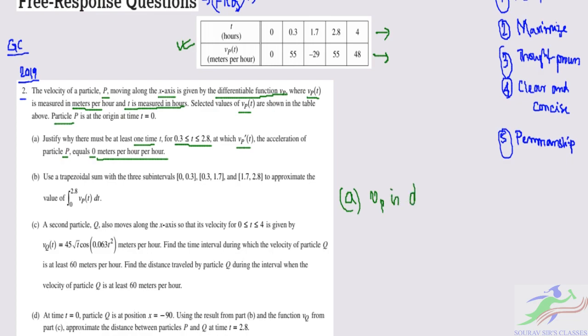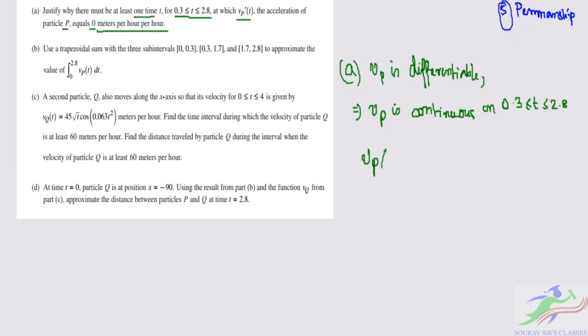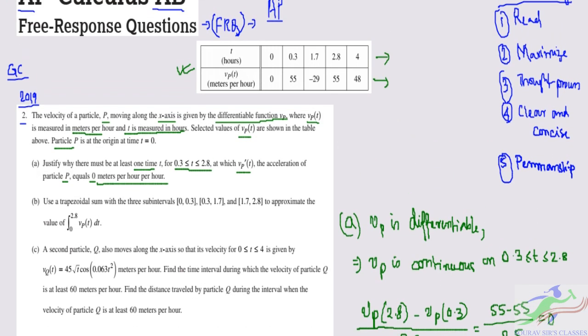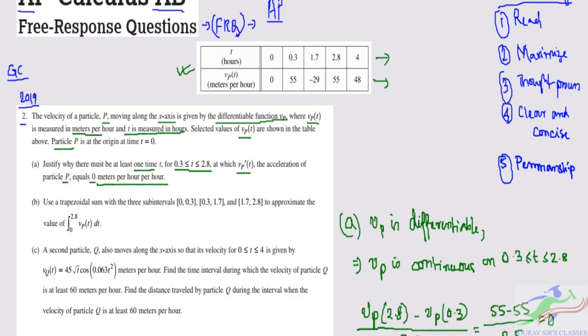We have that vP is differentiable, so vP is also continuous on this interval 0.3 ≤ t ≤ 2.8, right? Here we can find (vP(2.8) − vP(0.3)) divided by (2.8 − 0.3), which is 55 minus 55 over 2.5, which is nothing but 0, because as you can see, at 0.3 the vP in meters per hour is 55, and at 2.8 it is also 55, so it will be 0.